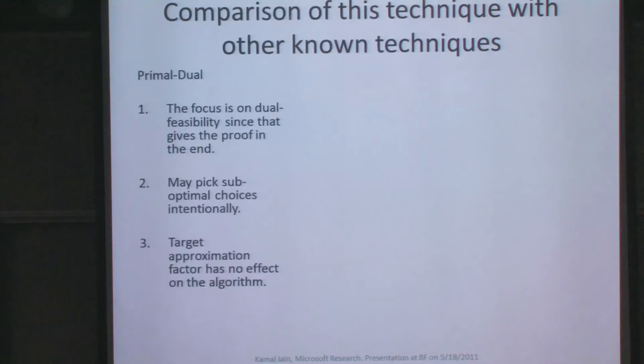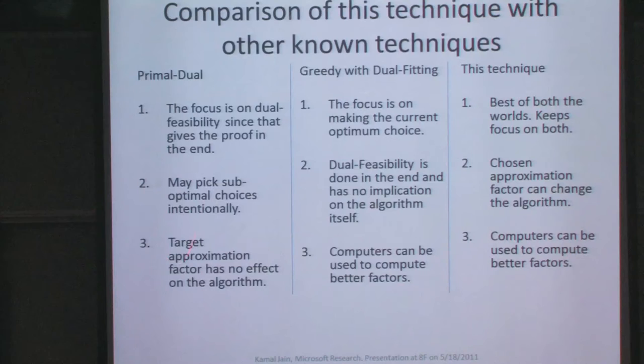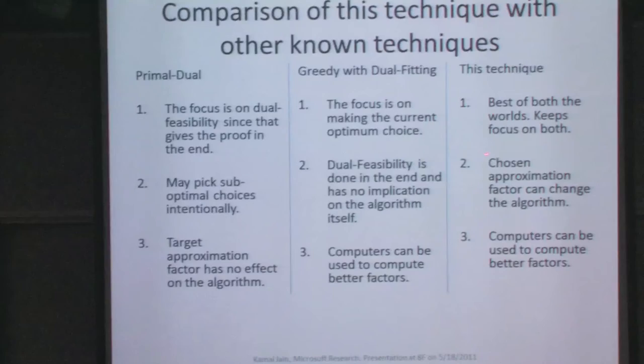So this is a comparison of this technique with other techniques. So we had the primal dual technique. We had the greedy with dual fitting. In the primal dual technique, the focus is always on theory. I want to prove in the end, I want to basically have a feasible dual. I want to give you a certificate in the end. In the greedy technique, the focus is always on local optimization. We want to do as best as possible for this round, and we will see what the factor turns out to be later on. In this technique, what I showed, it is actually combining the best of these two worlds.